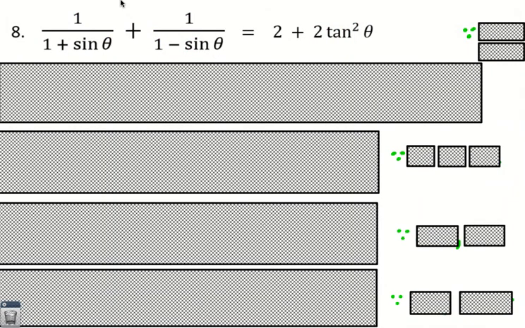Number 8. We're getting there, people. Again, you can see why this was a 2-day thing in class.